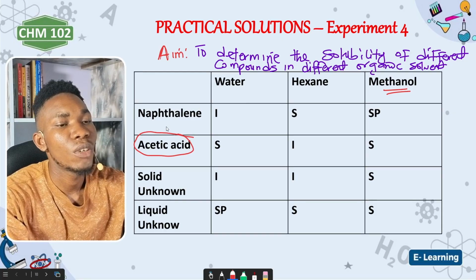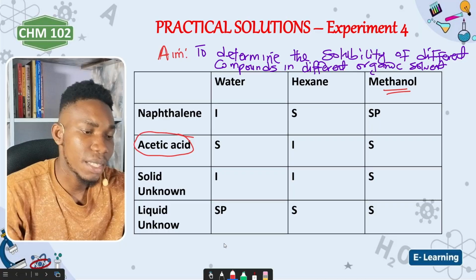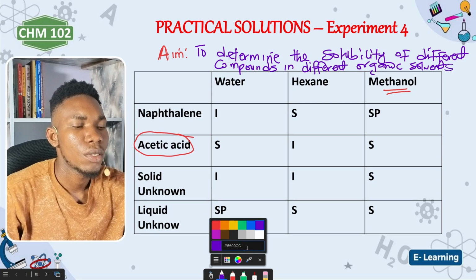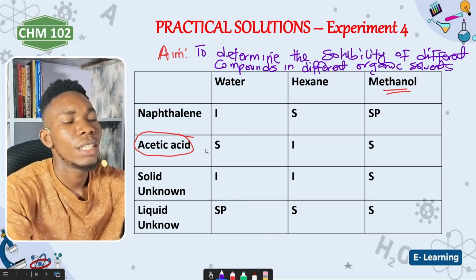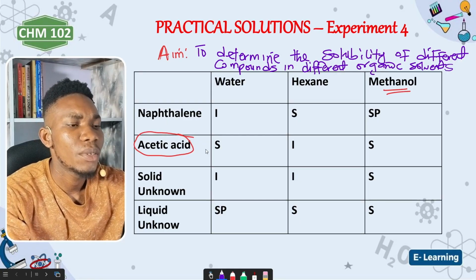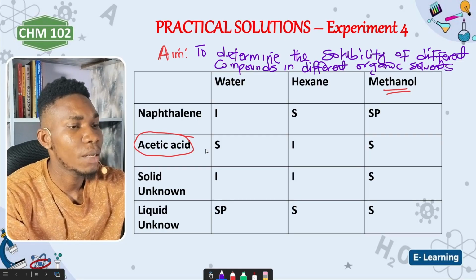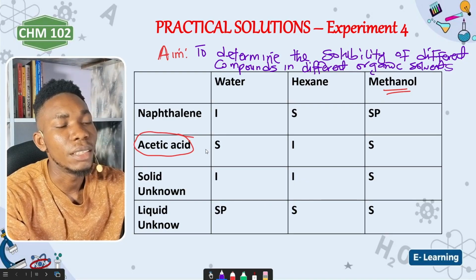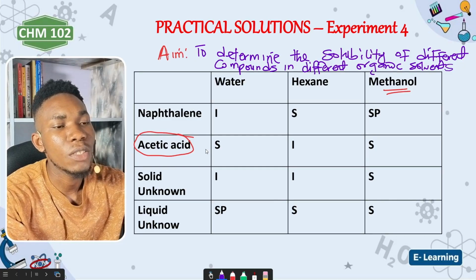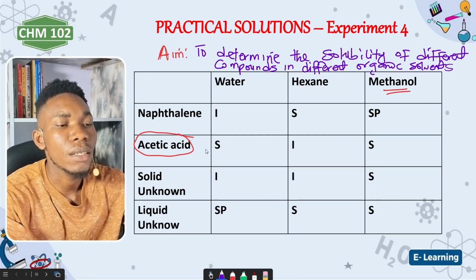The aim is to determine the solubility of different compounds in different organic solvents, pluralize the solvents so that it will give you solvents. All right? Now, the discussion is based on what you have actually seen here. You can write that various organic compounds have different degrees of solubility in different organic solvents. This practical helps to determine the solubility of different compounds in different organic solvents.